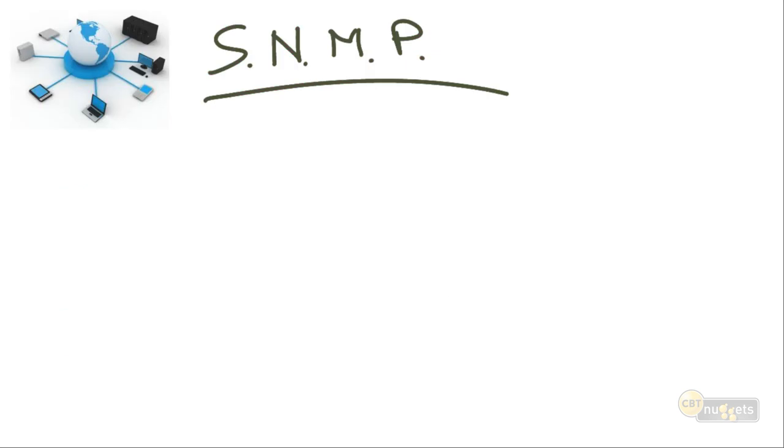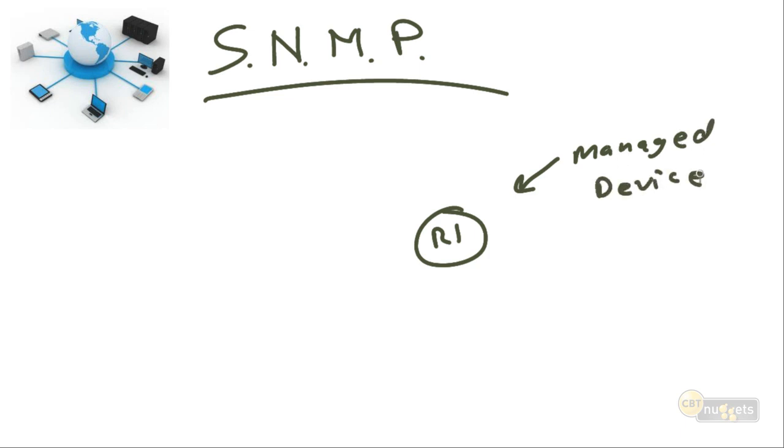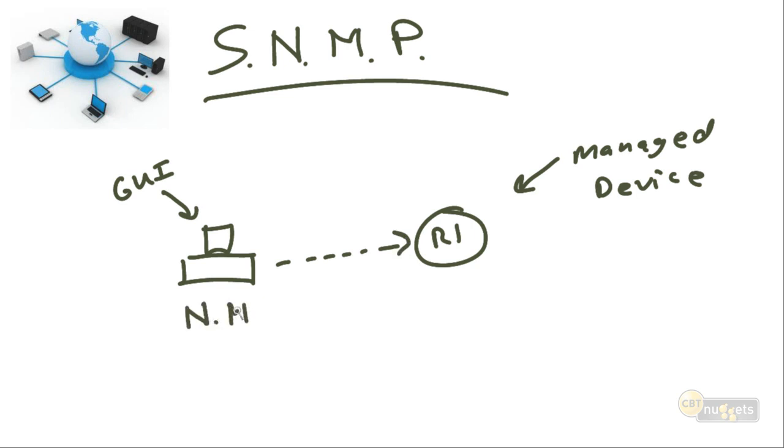Simple Network Management Protocol was derived as a standards-based way in which to manage equipment. Let's say we have a Cisco router, the R1 router. This is what we call a managed device in Simple Network Management Protocol terminology. This is managed from a PC running typically graphical user interface management software, and our desire is to manage this device, and this is called our Network Management Station, or NMS.